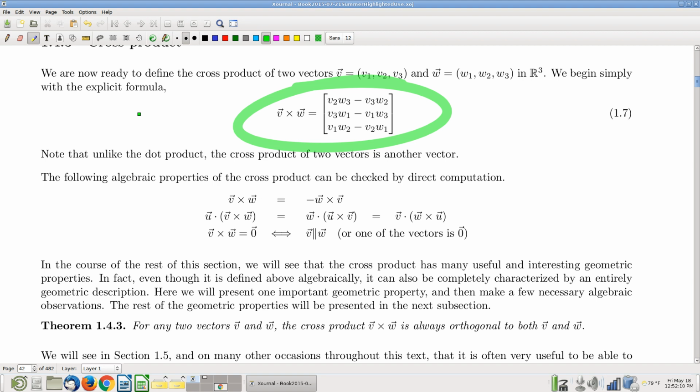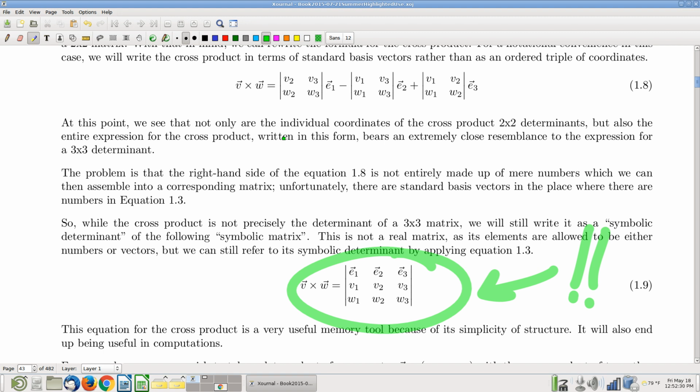Right? For the life of me, try as I have on several occasions in the past, I can never remember if the second one is V3W1 minus V1W3, or is it V1W3 minus V3W1? It's just so hard to remember. So rather than take the risk that you'll remember it backwards, just memorize that. You're good. Everybody happy?